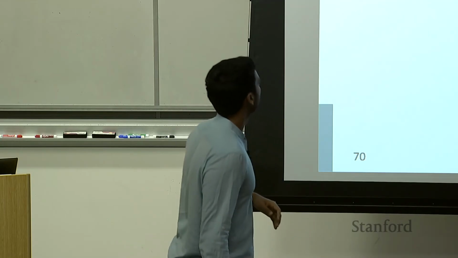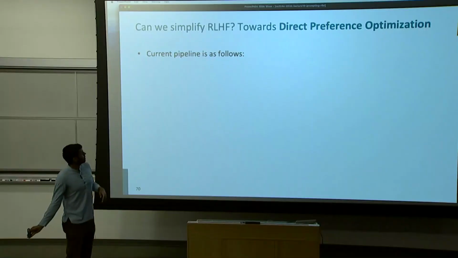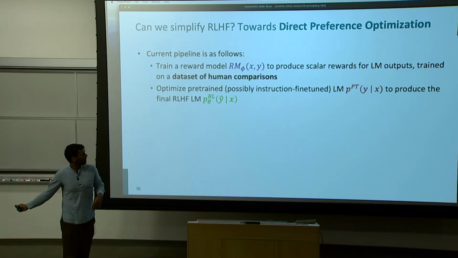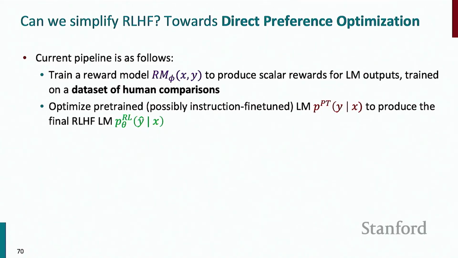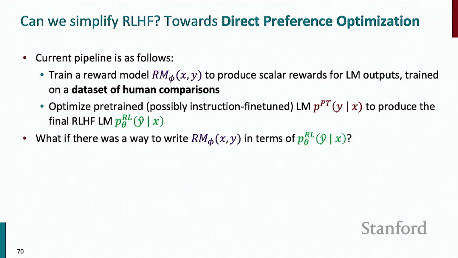Cool. So we talked about RLHF, and the current pipeline is something where we train a reward model on the comparison data that we have seen so far, and we're going to start with our pre-trained or instruction-tuned model and convert it into an RLHF model using the reinforcement learning techniques. Now, the key idea in direct preference optimization is, what if we could just simply write a reward model in terms of our language model itself?